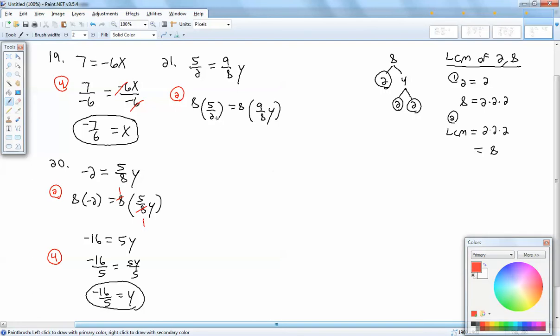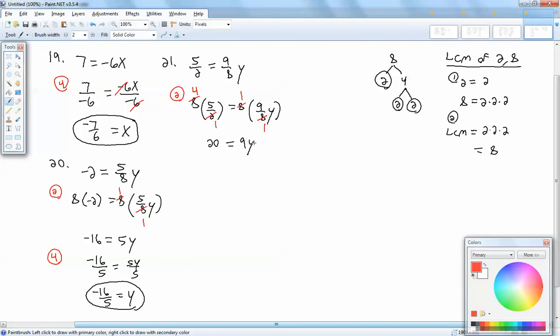Okay, 8 and 2 are both divisible by 2. 2 divided by 2 is 1. 8 divided by 2 is 4. 8 and 8 are both divisible by 8. 8 divided by 8 is 1. 8 divided by 8 is 1. So we got 4 times 5 is 20, equals 1 times 9, which is 9y.